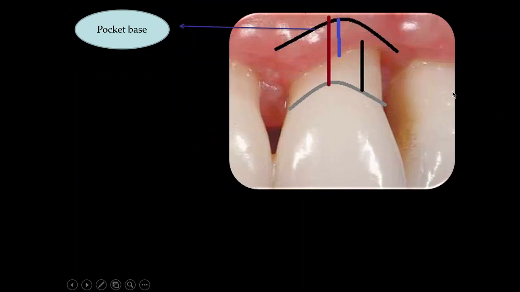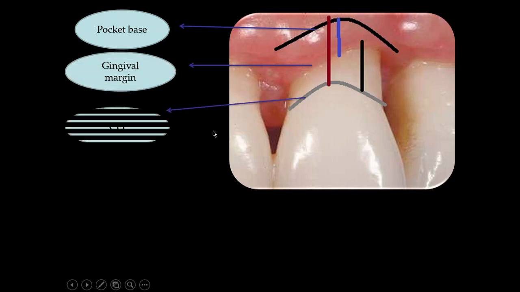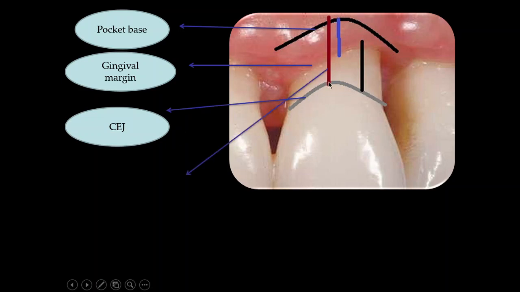As in this case, when we see this case, it is a case of recession. This is the tooth and this is the CEJ. And when we insert the periodontal probe here, this is the base of the pocket by the black line. This is the gingival margin, and this is the CEJ. When we measure the distance from the CEJ to the base of the pocket, it is the attachment loss.